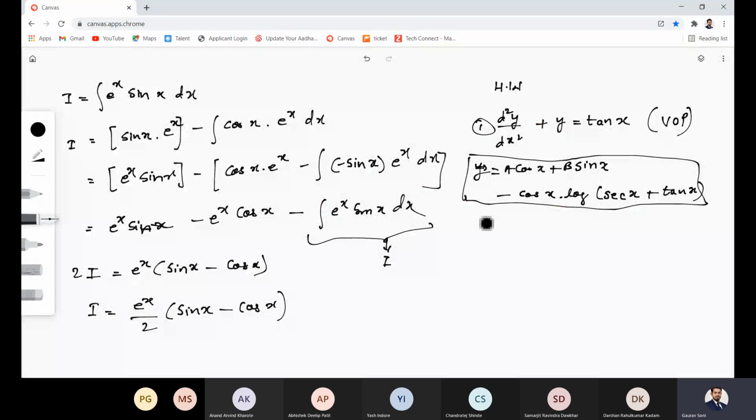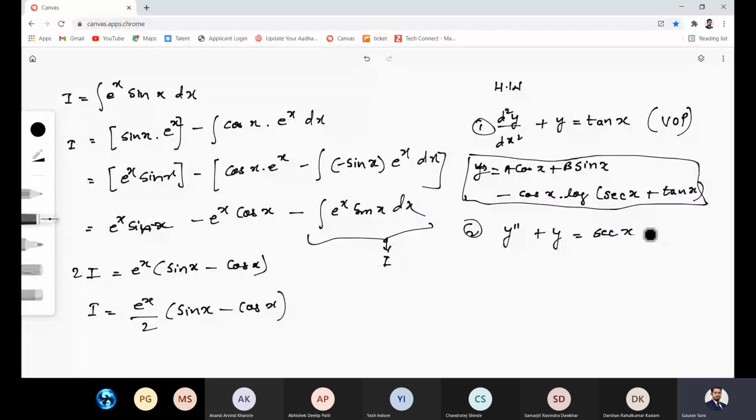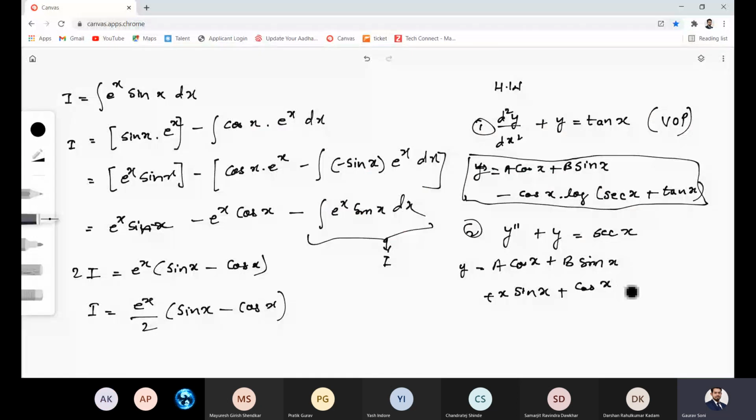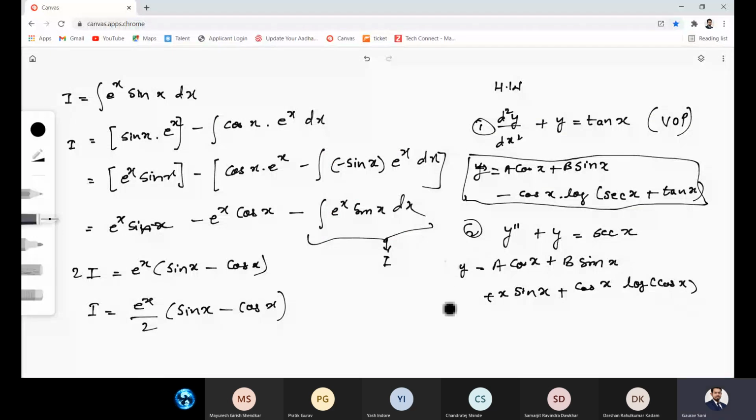The first one and the second one is y double dash plus y is equal to sec x. And the solution for this is a cos x plus b sin x plus x sin x plus cos x log of cos x. The final solution. Try this and see if you can get it.